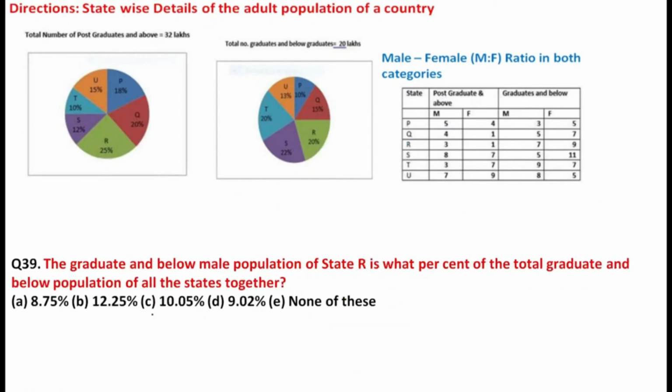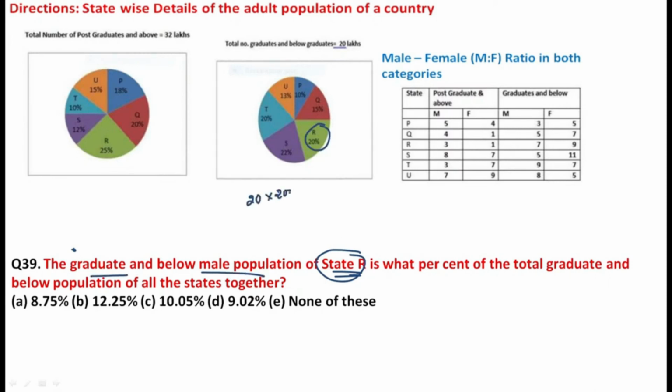Next one. The graduate and below male population of state R is what percentage of total graduate and below population of all the states together? Let's try this question. Just try this question and post your answer in the comment section. Try these calculations, guys. Otherwise, you say, sir, just give me your answer directly. It's simple, guys.